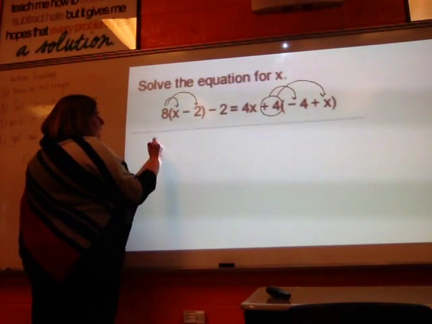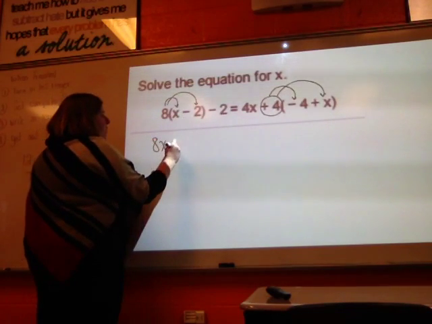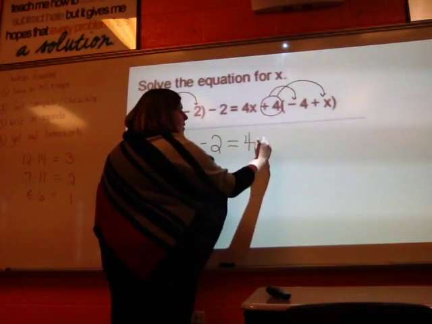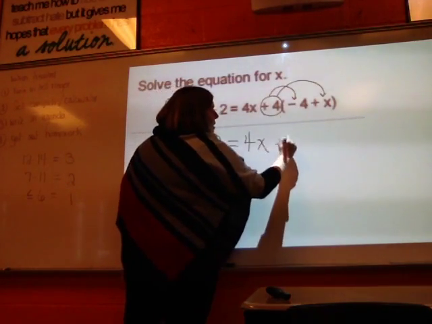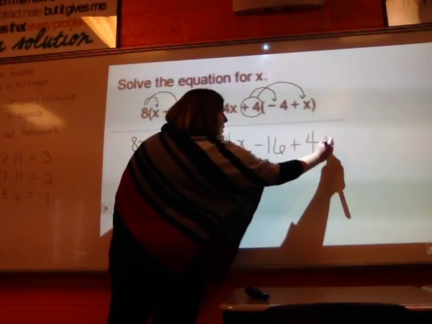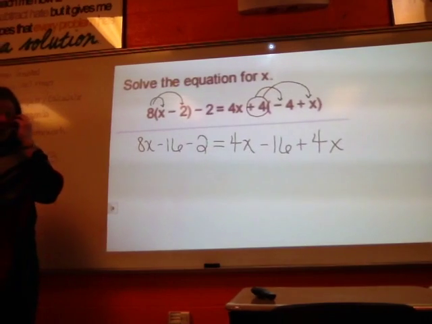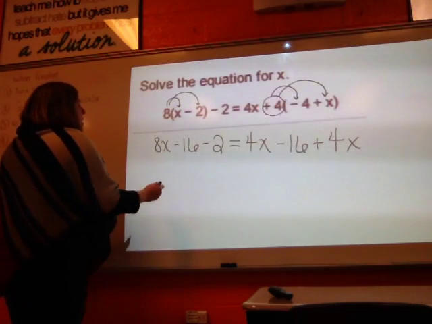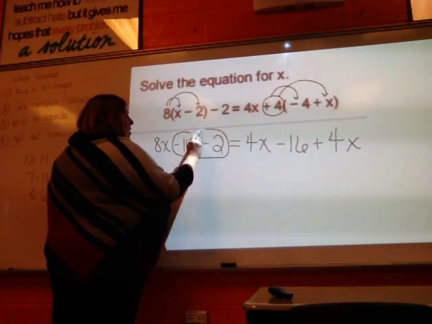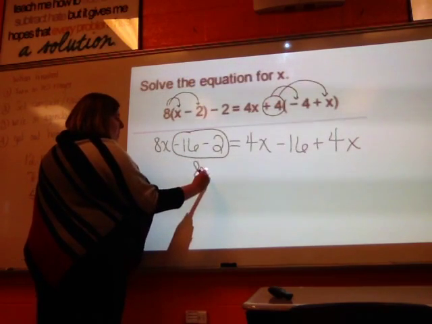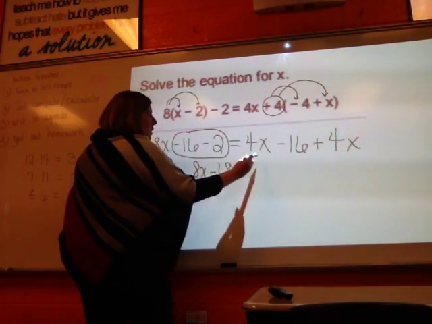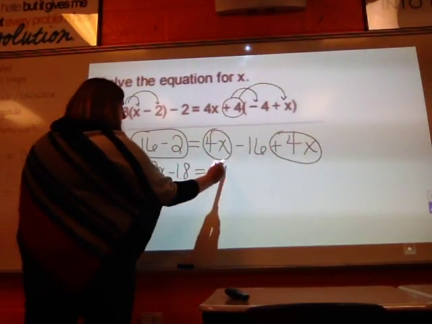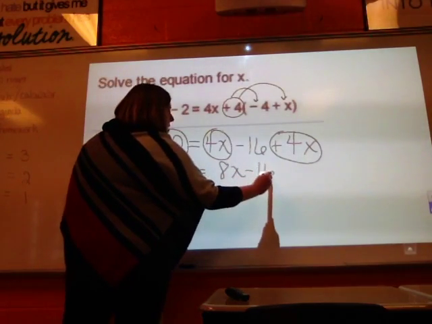So 8 times x is 8x. 8 times a negative 2 is a negative 16. Minus 2 is going to equal, keep my 4x, positive 4 times a negative 4 is a negative 16 plus 4x. So now that I have distributed, I am able to combine my like terms and simplify and solve for x. So the only thing that can go over here are these constants. So I'm going to get 8x minus 18 is equal to, here's my 4x, here's a 4x. 4x plus 4x gives me 8x minus 16.